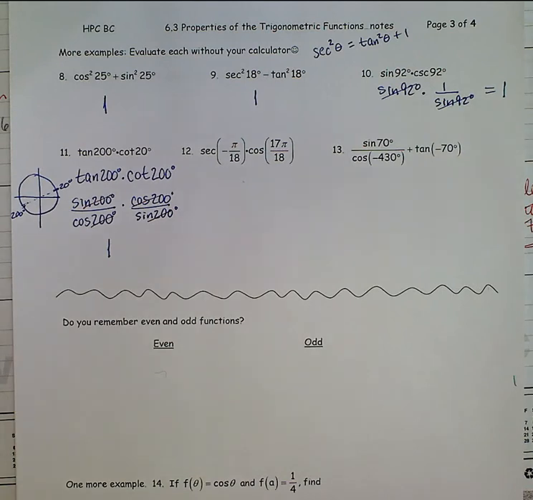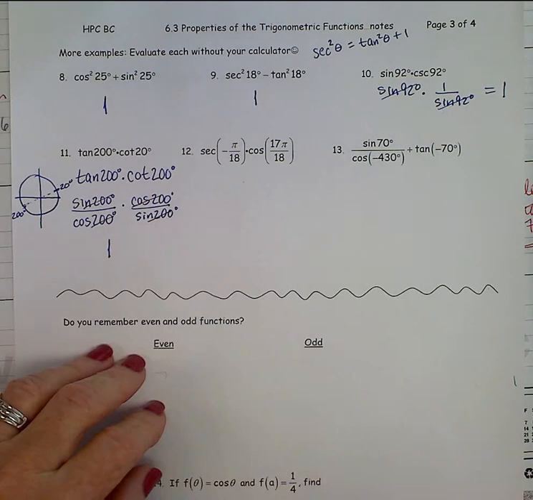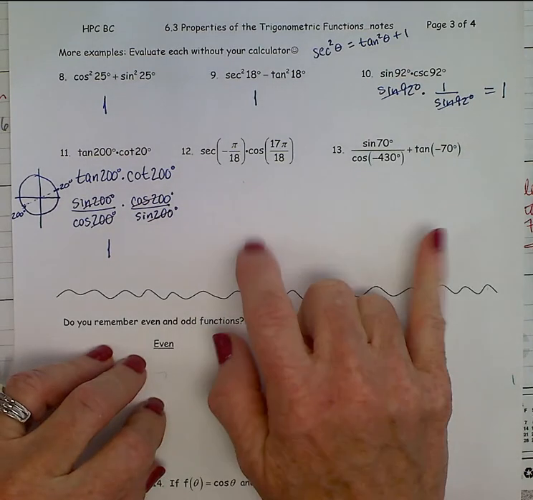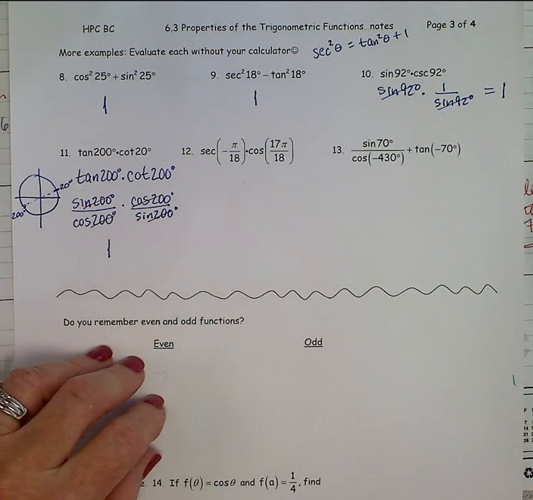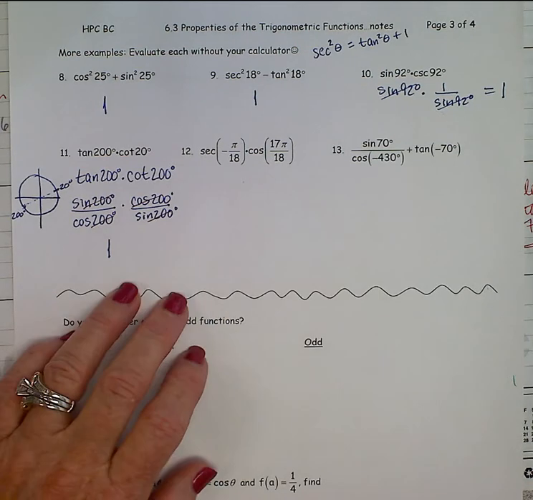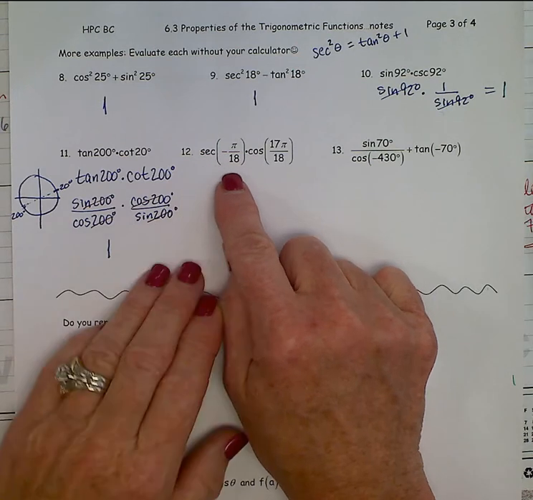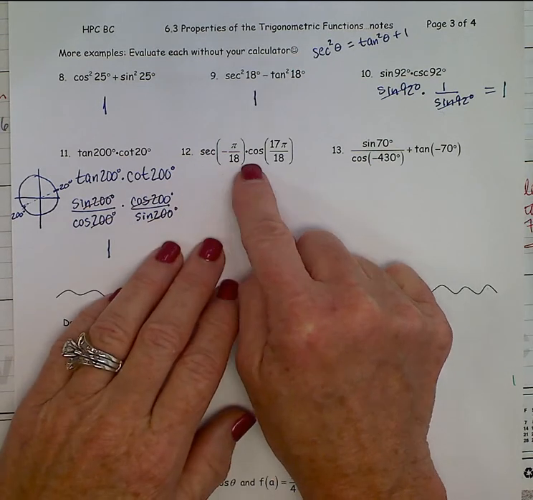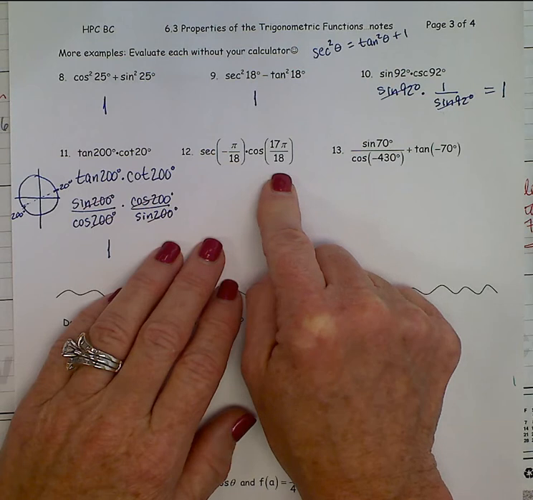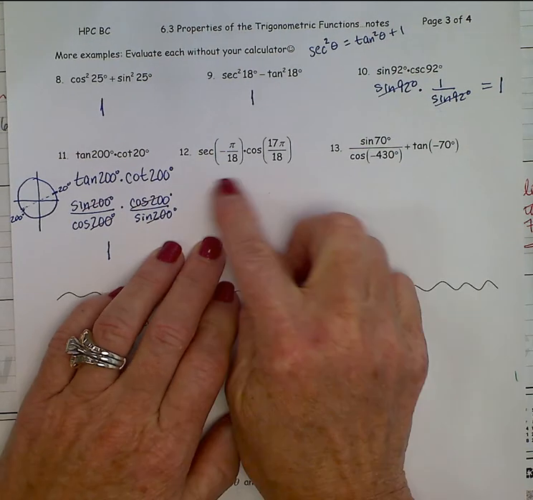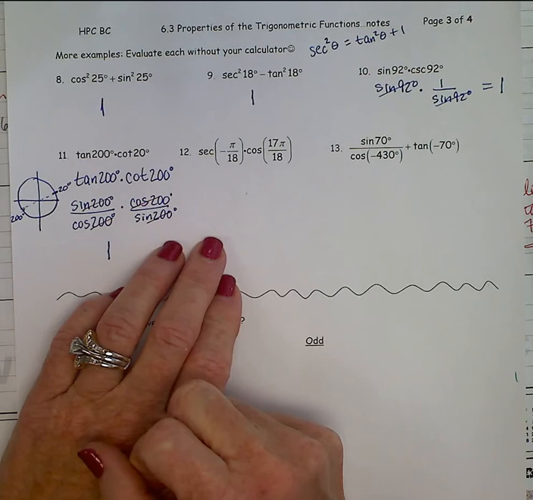All right, well, so far it looks like every answer to all of these problems is a 1. Sadly, the last 2 aren't. They are not 1s. Let's see if we can figure this out. Let's do the secant of negative pi over 18 times the cosine of 17 pi over 18. Somehow I need to get these angles to be exactly the same.